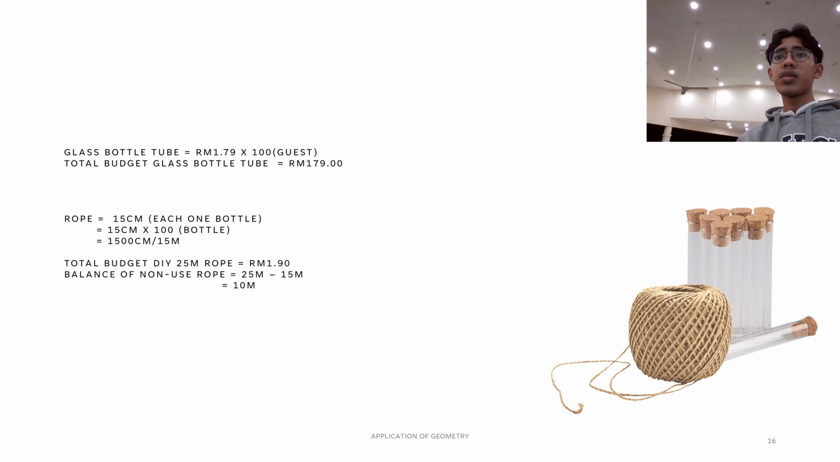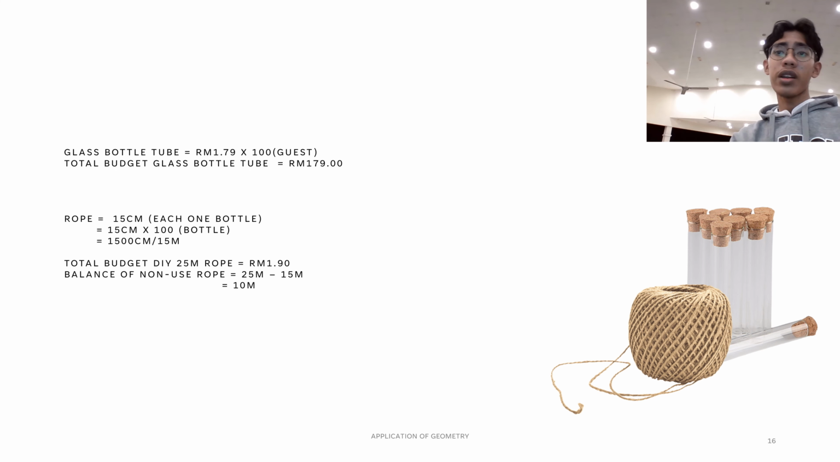The first item that we need is a glass bottle tube for 100 guests. As you can see, the price for one glass bottle tube is 1.79 ringgit. So we need to multiply it by 100 for 100 guests, and then we get a total budget for 100 glass bottle tubes, which is 179 ringgit.